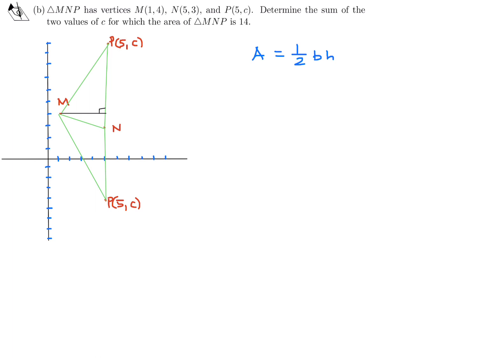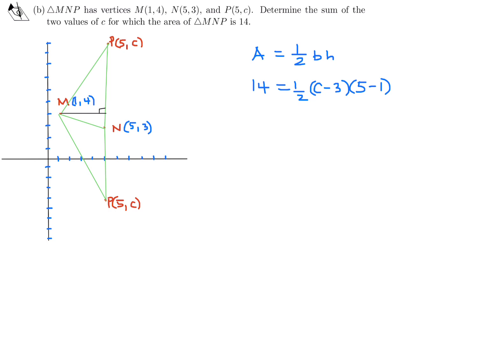Okay, so let's label this now. M was (1, 4), and N was (5, 3). So the area is 14. We have 1/2. The base, for the first one, I'll use that as the first triangle. The base is from here to here, and that is going to be C minus 3. C minus 3 will represent my base length. And then this will be the height, and that's going to be the difference of the x coordinates, so 5 minus 1.